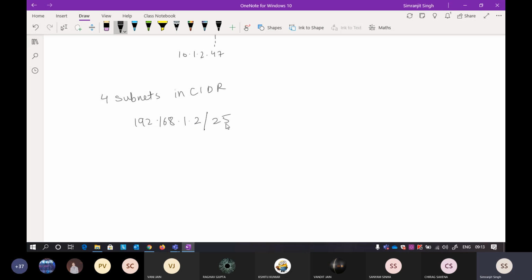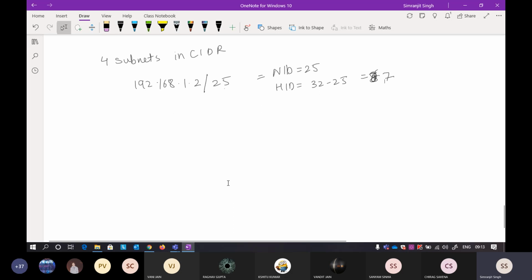/25 does not identify with any class because it already gives you the network ID. So the network ID bits are 25 bits, and the remaining bits will be the host ID part. The host ID part will be 32 minus 25, which is 7. Okay, so now what can you do if you want 4 subnets in a CIDR notation?